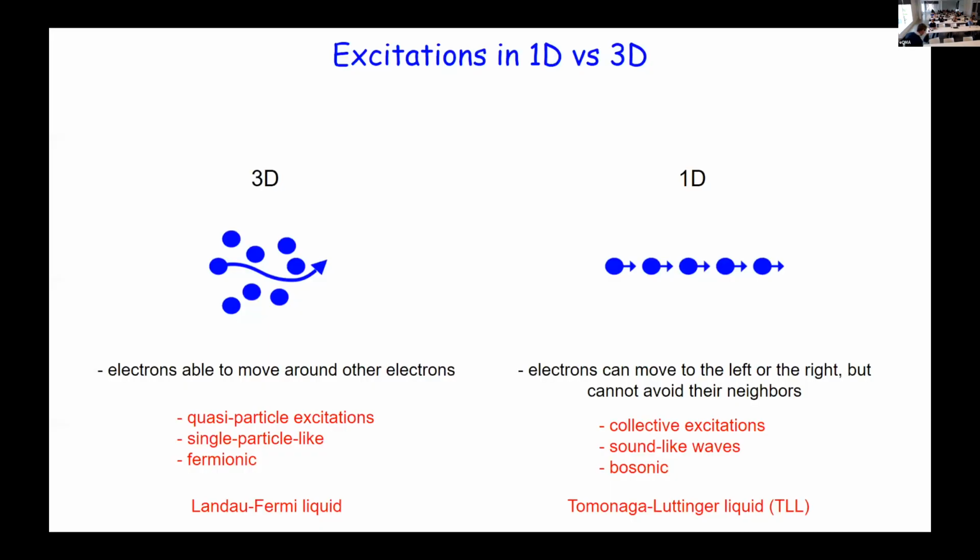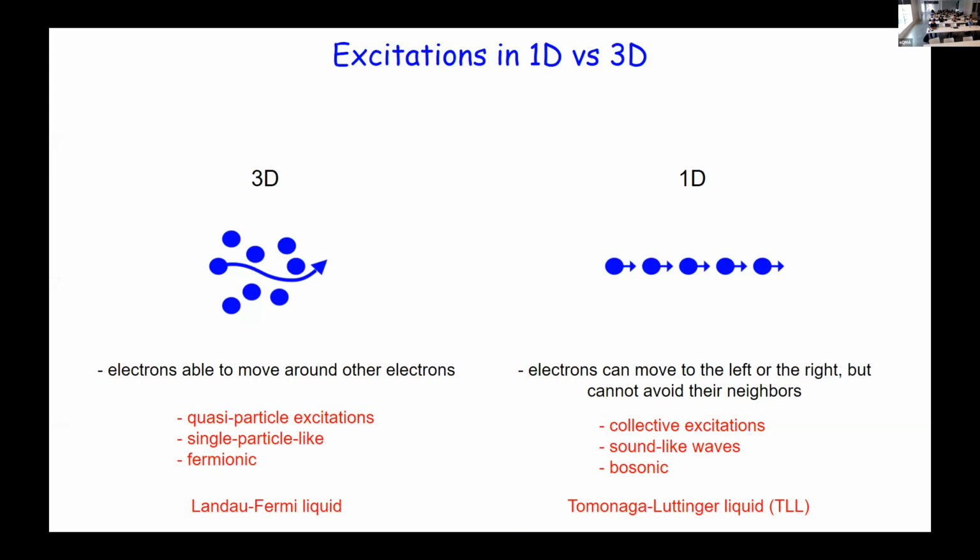All right, so I'm going to move on now and talk about one-dimensional physics, which is something we're doing currently. On the left, you can see the usual Landau Fermi liquid in 3 dimensions. Electrons are able to move around other electrons. The low energy excitations are fermionic quasi-particles. There's single particle life with some effective mass.